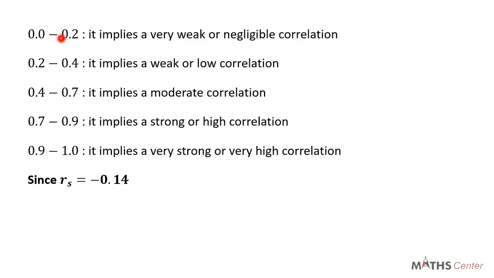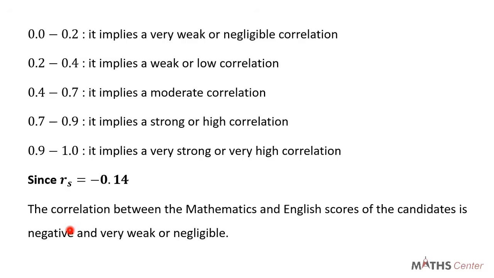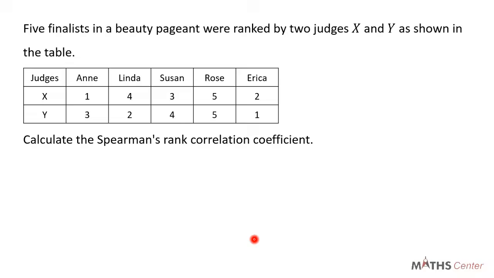And if the correlation coefficient falls within this range, it means that the correlation is very weak or negligible. And so here, it means that this correlation is very weak and negligible, and it is also negative. And so we can say that the correlation between the mathematics and English scores of the candidates is negative and very weak or negligible. Let's consider another question.